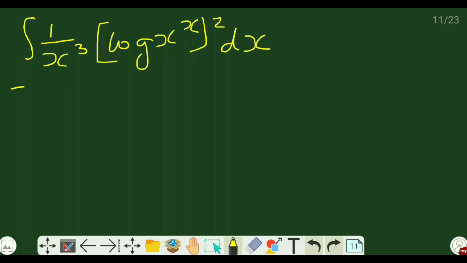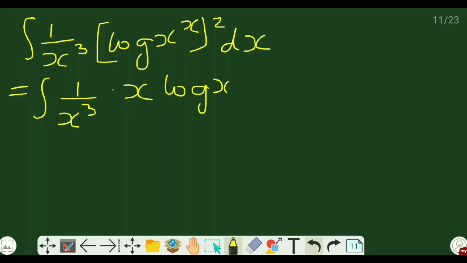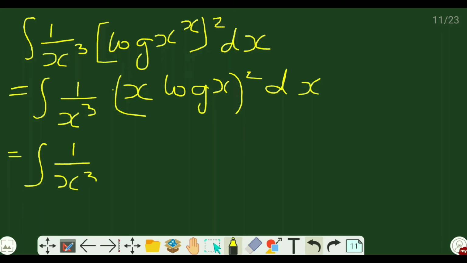Okay. So over here we write it like this, that is 1 upon x cube into log x raised to x can be written as x log x, so x log x the whole square dx. And then in the next step, 1 upon x cube. Now from the whole square, we separate the whole square also. We write x square into log x square.